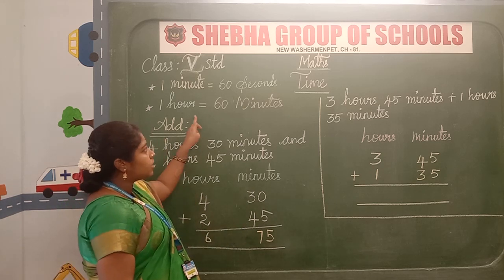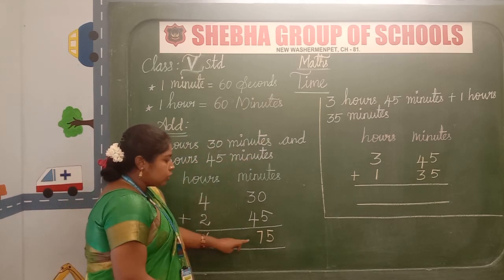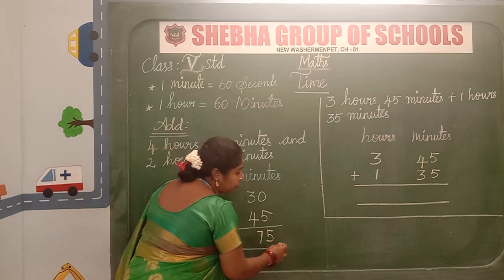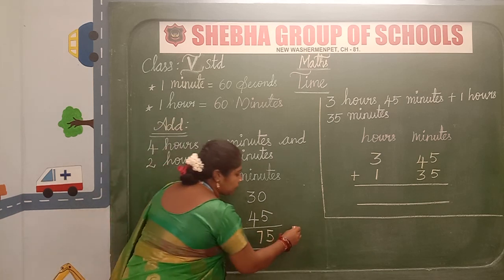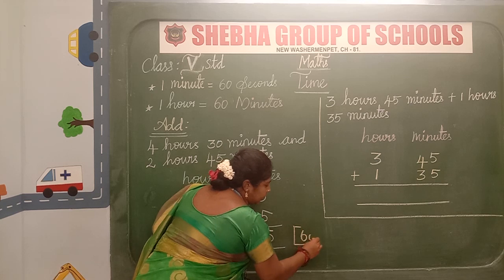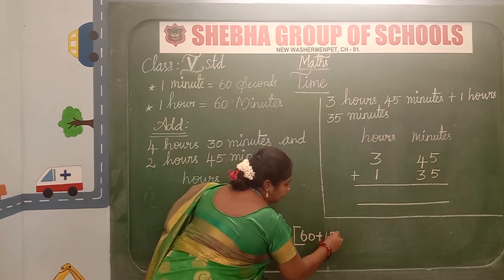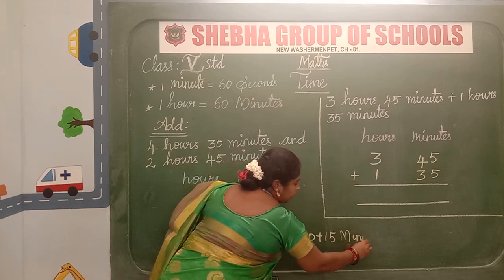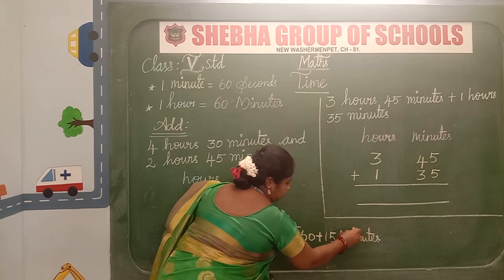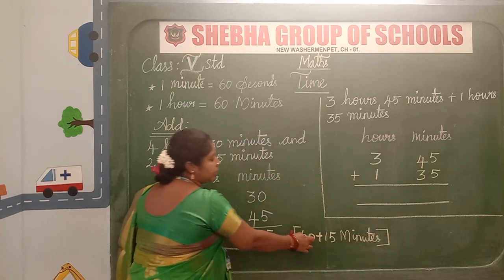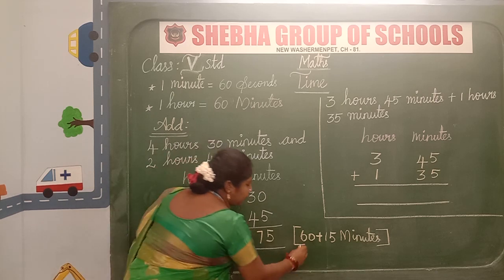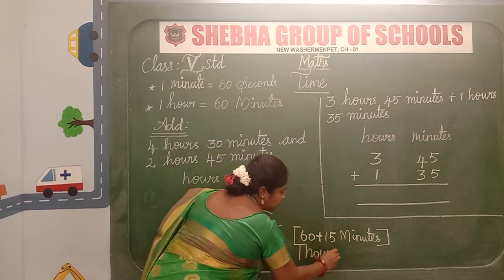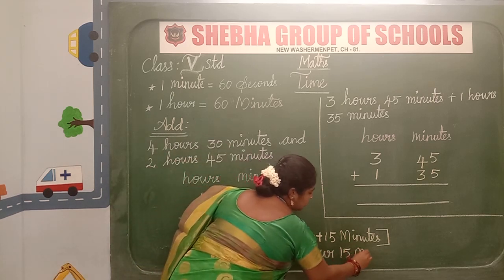So 1 hour is equal to 60 minutes. So this 75 minutes is separated as 60 plus 15 minutes. Do you understand, children? So 60 minutes refers to 1 hour. 1 hour 15 minutes.